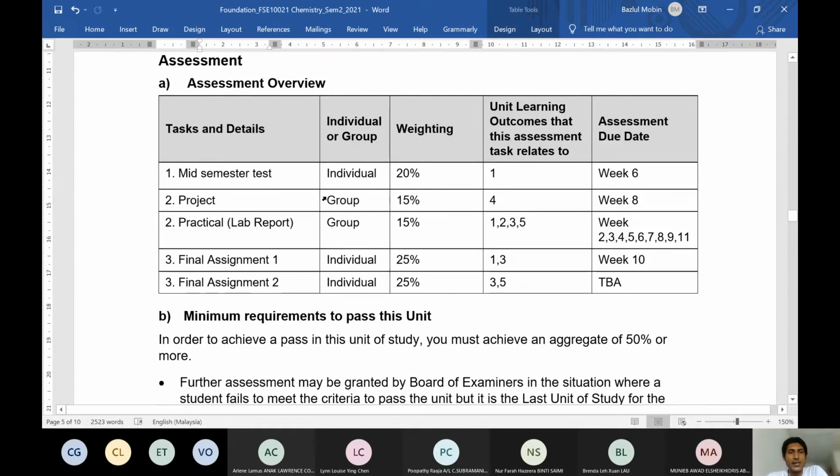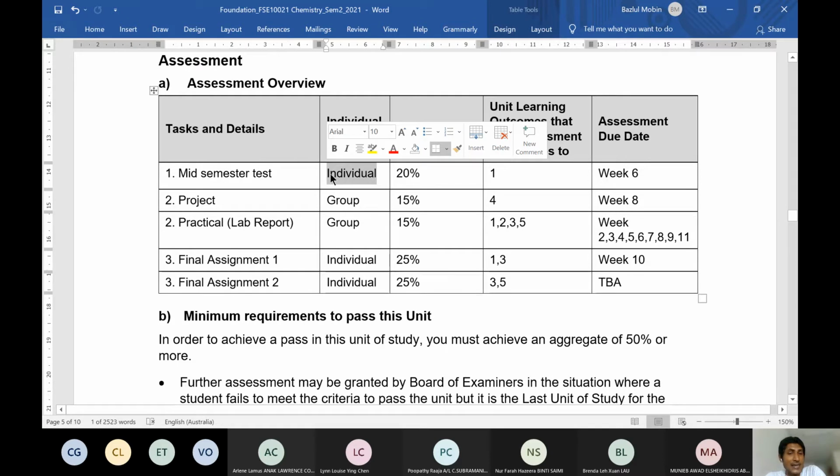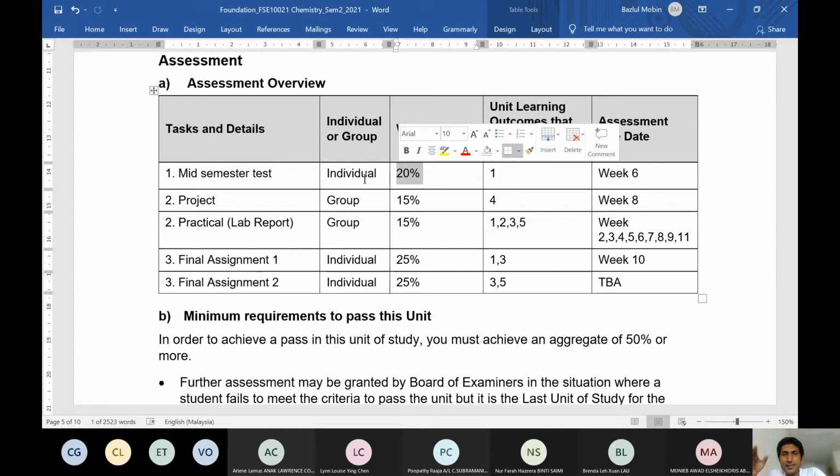Now the marking and weighting. So the mid-semester test is individual. Everybody individually will have to do it, and it is a 20% test. And this 20% test includes a written test plus, I don't know how, later I will decide, some percentage of quiz. All right.